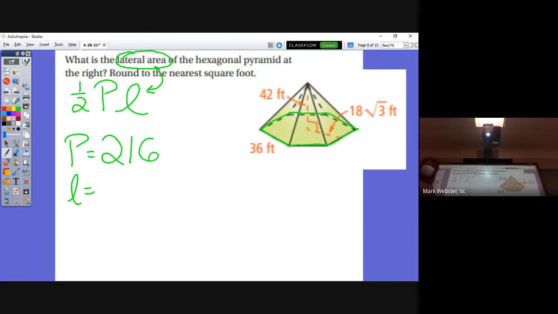Now, slant height. Well, we need the other part. Yes, sir? Square root 1,880. I got 2,088. Well, yeah, that's not out here. So let's talk about what to do, because I think both of you were wrong.